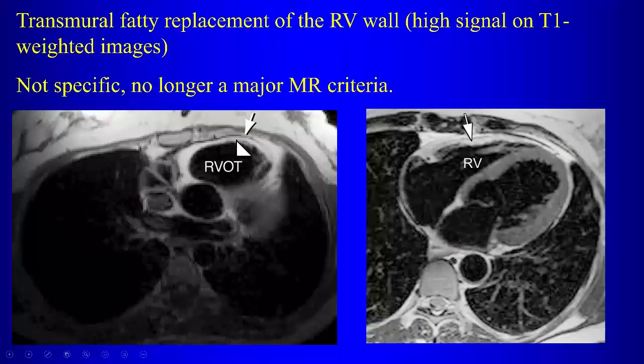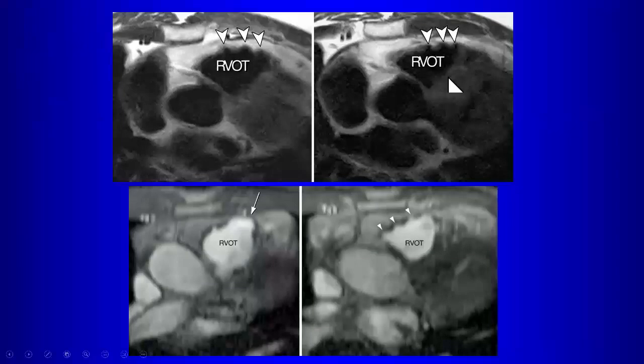So it used to be that people were looking for fat, high signal here on T1 weighted images along the outflow tract of the right ventricle to make the diagnosis. It's something you can see associated with ARVD, but it is a non-specific finding, and this is not a major criteria for making the diagnosis of ARVD based on findings on MRI.